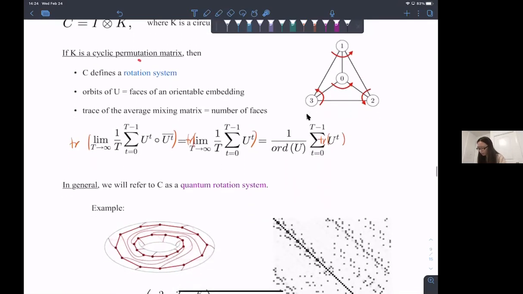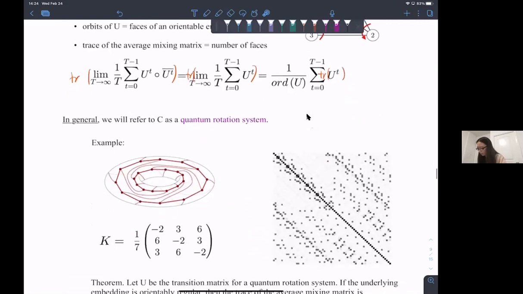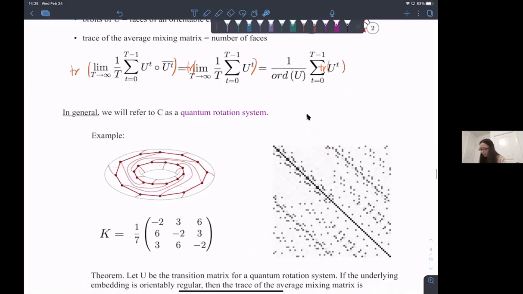Now, in general, if C is I tensor K for some circulant matrix, we will refer to it as a quantum rotation system. And here's an example. We have a toroidal embedding of some cubic graph on 18 vertices. And if I assign this coin to every block and look at the average mixing matrix, then you will see that on the diagonal, it has a very high entry there. So that measures the laziness of the walker in the long run. And if you take the trace of this matrix, then it somehow measures this laziness, but it does not distinguish which arc you are in.